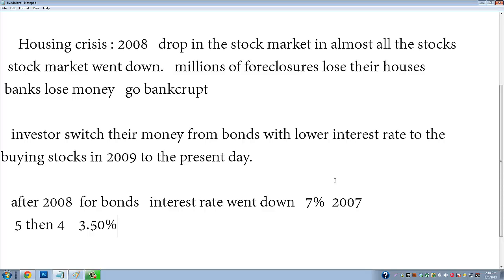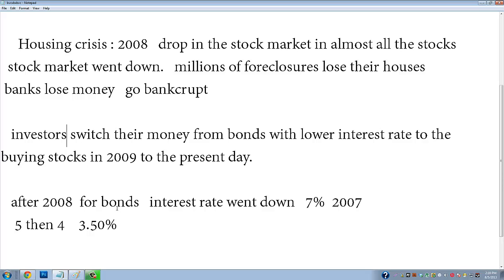Okay. Now, people who are holding bonds, they don't like this 3.50. So what they do, they sell their bonds, and so do the investors. 3.50% each year is not good for them. So they take their money from the bonds, they sell all their bonds, and they go where? They go to the stock market. So all the money goes from the bonds to the stock market.